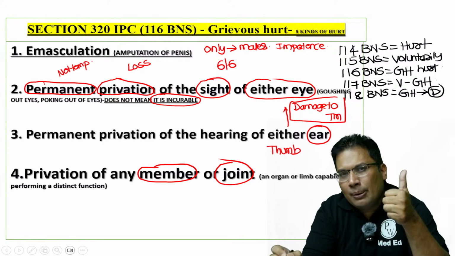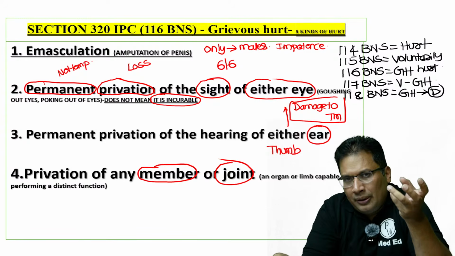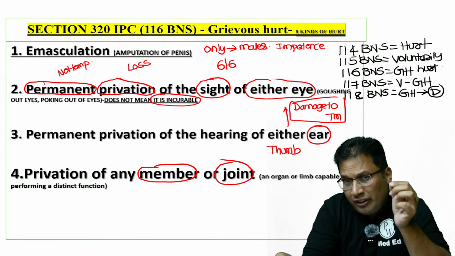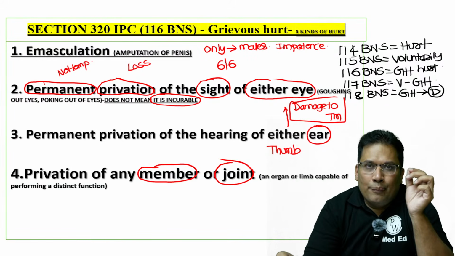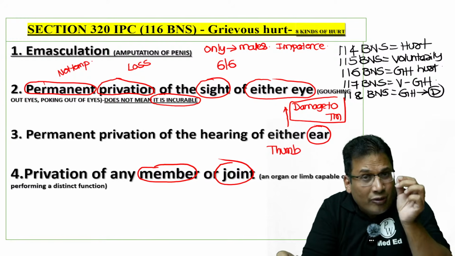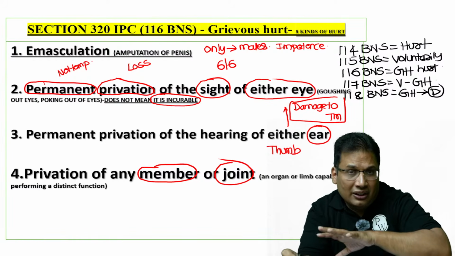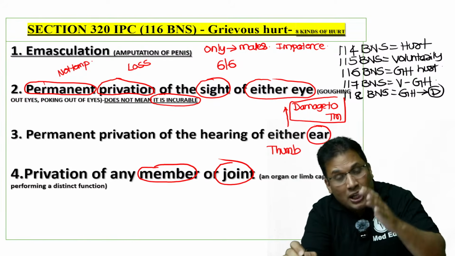The thumb is a member of the body. When there is an amputation of the thumb, that can be grievous hurt. The punishment is 7 years of imprisonment. If simple hurt, 1 year of imprisonment. This is what we define in the injury certificate, whether it is simple hurt or grievous hurt, and also the weapon, whether it is caused by a blunt weapon or a sharp weapon.